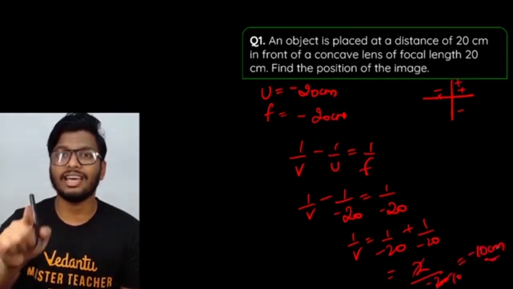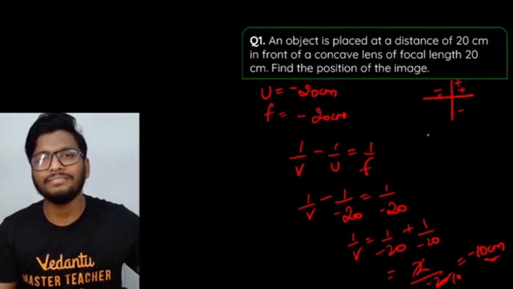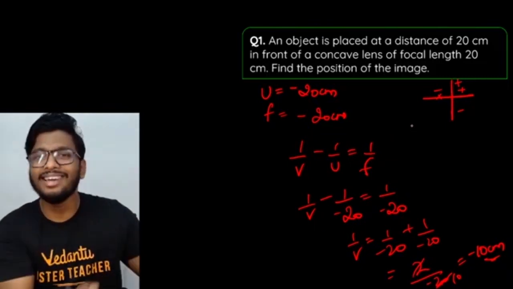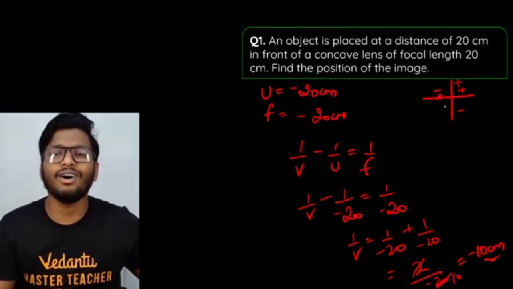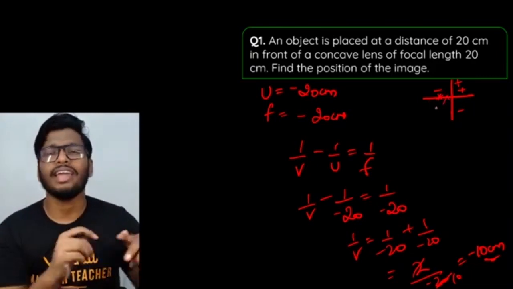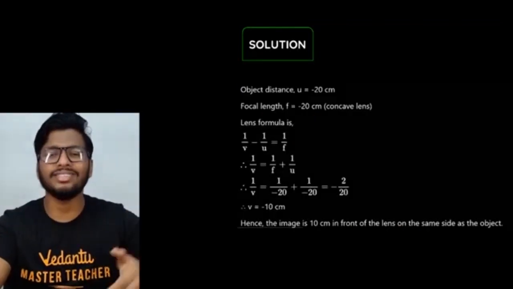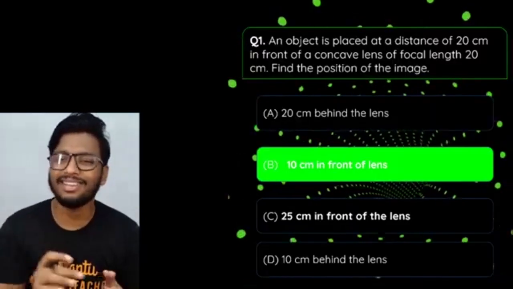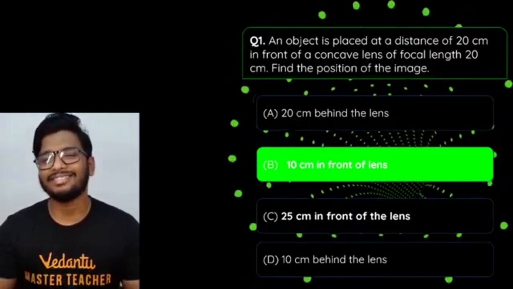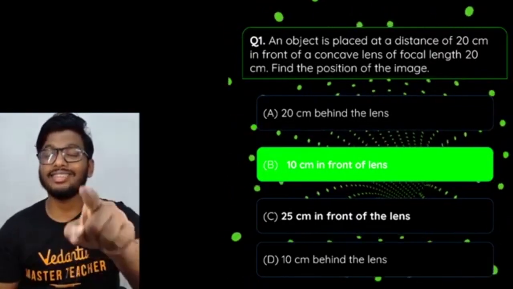The minus sign indicates that the image is formed in front of the lens on the same side as the object. That's why it's minus. Only if it's on the left hand side, it's going to be negative. So the image will also be formed in front of the lens itself. The answer, people, is minus 10 centimeters in front of the lens. That is the answer for the first question. Congratulations to all those who gave the right answer. Keep up the good work.